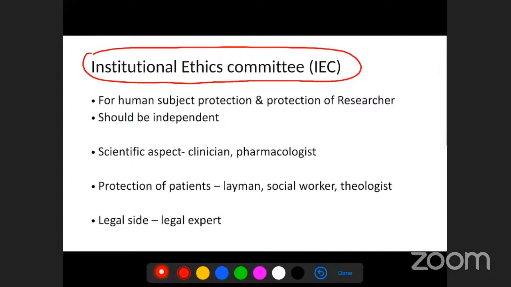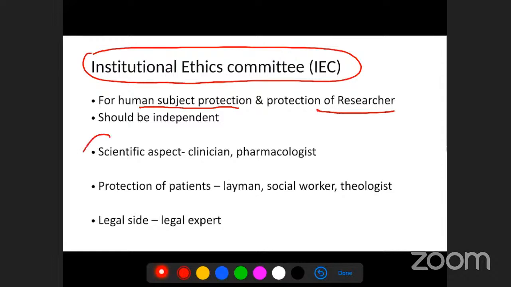Now, the ethics committee has two roles. One is to protect the participants. Second is to protect the researcher. So, as a researcher, you should remember the ethics committee's duty is not only to protect participants, but also to protect the researcher. And the ethics committee should be independent.